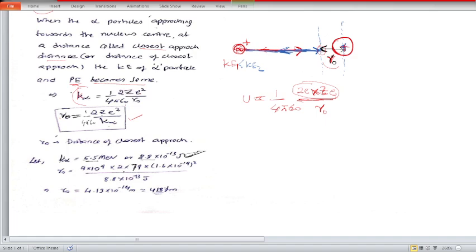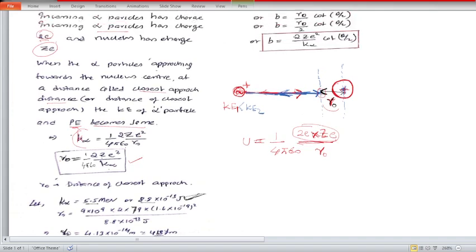And if you substitute all those values, then you will get the closest approach in that case. R0 will be equal to 4.13 into 10 raised to minus 14 meter, or 41.3 femtometer. Femtometer is nothing but 10 raised to minus 15 meter. So in this way, you can calculate the closest approach of an alpha particle with a given kinetic energy.